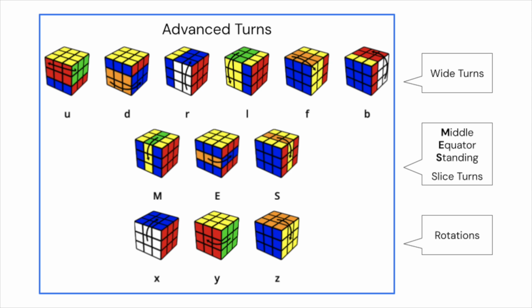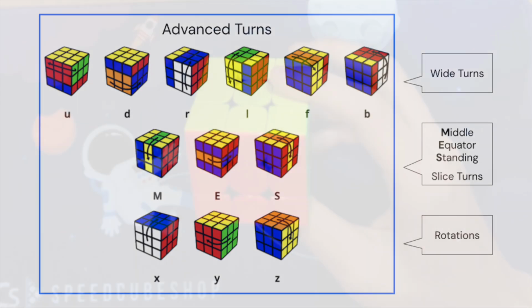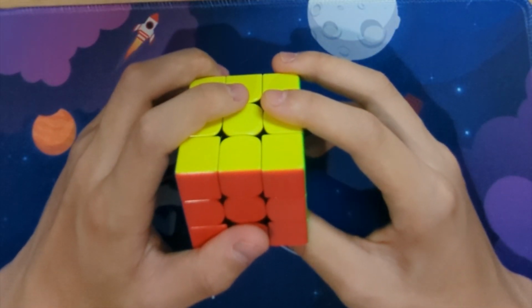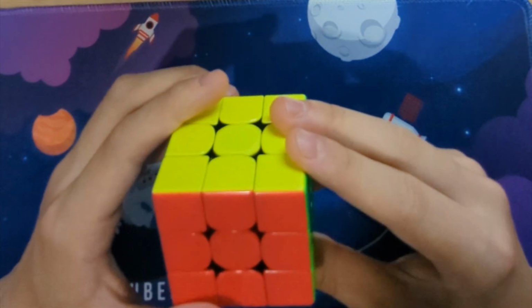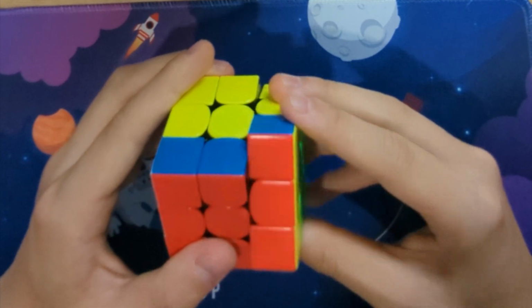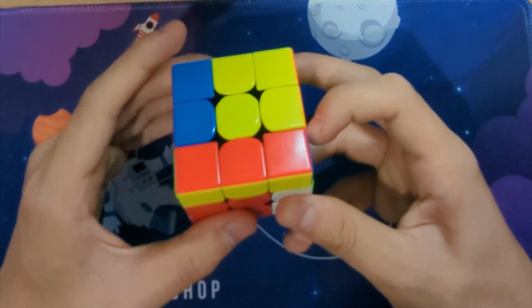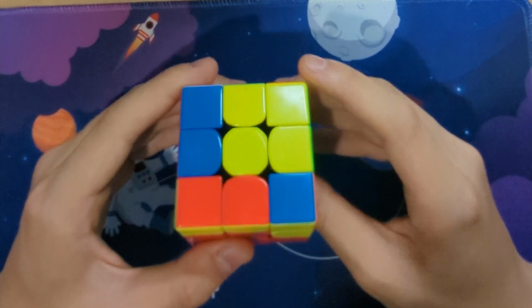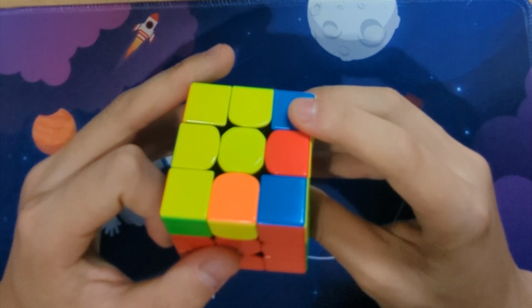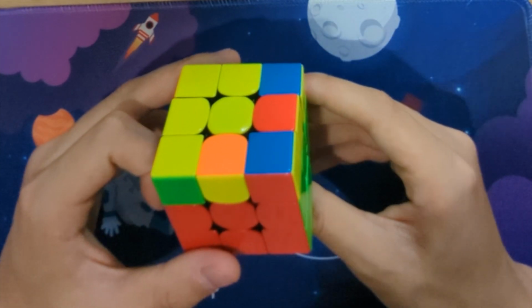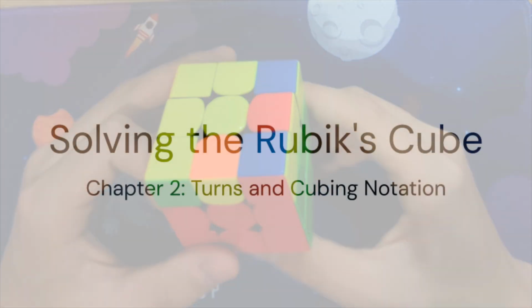Just like the basic turns, the prime signs and 2's still apply. A prime means turning in the opposite direction as the normal move, and 2 means to do the move twice. Here's an example algorithm. You can follow along and look at the algorithm sheet. F, R, U, R prime, U prime, F prime. If your cube was originally solved, it should look something like this.